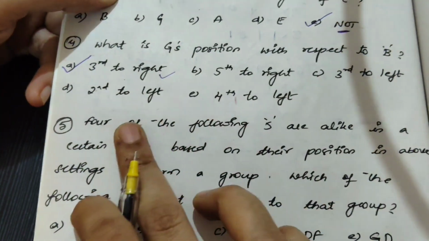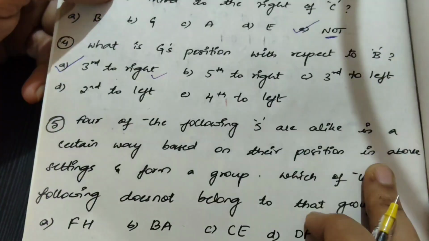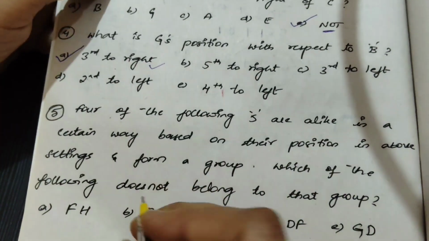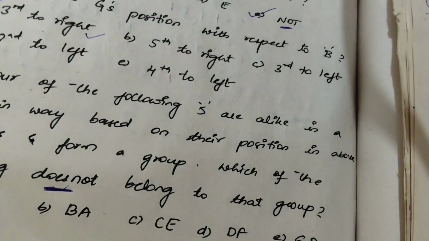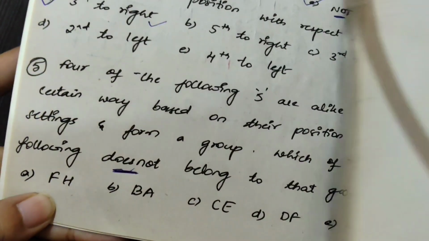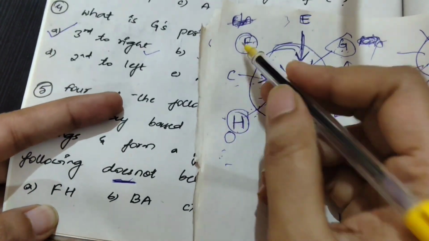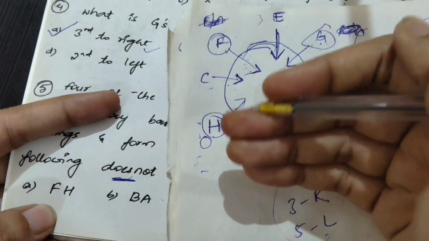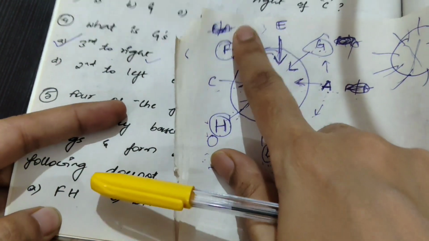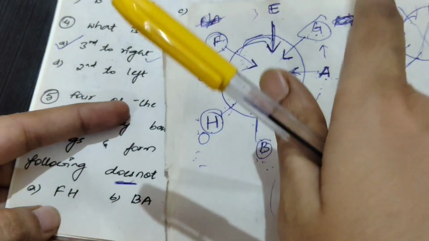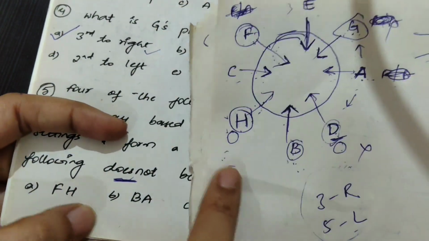Now, same as I said earlier, 4 of the following 5 are alike in a certain way based on their positions, and which of the following does not belong to that group, this is very important. Now see FH. Here it is F, here is H. Sitting alternate. First see how they are sitting, then second do the directions. First I suggest you check the sitting, then go for the direction, that is sitting left or right. Now see H and F are alternately sitting.